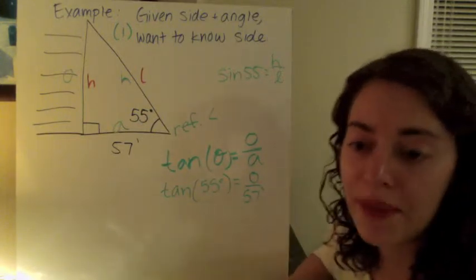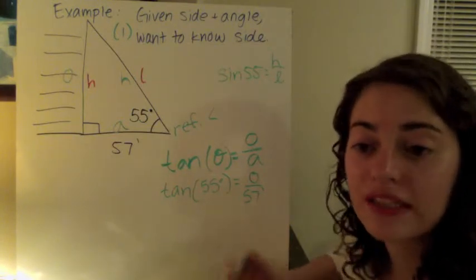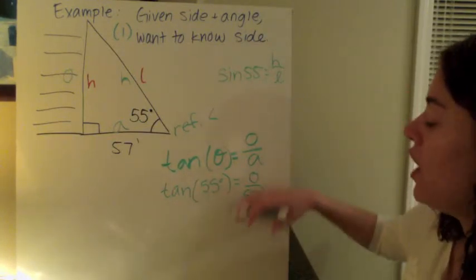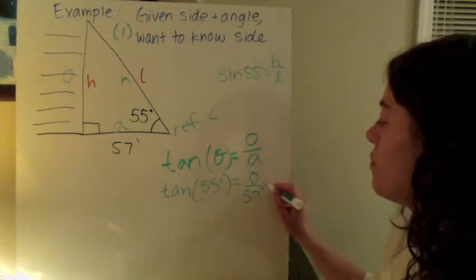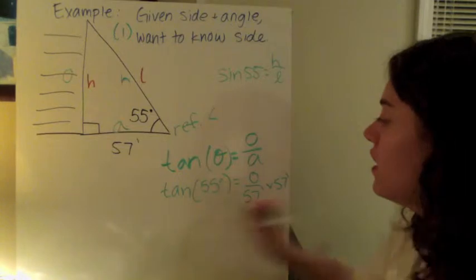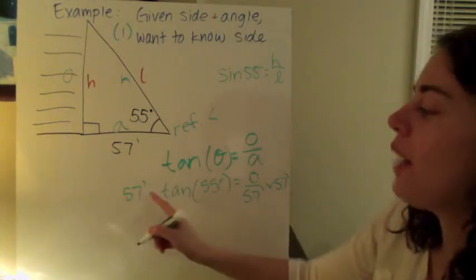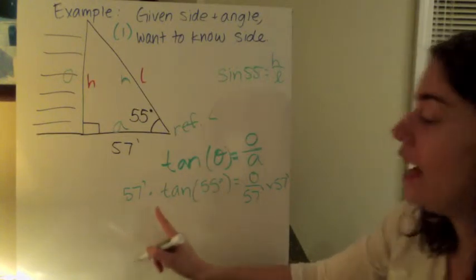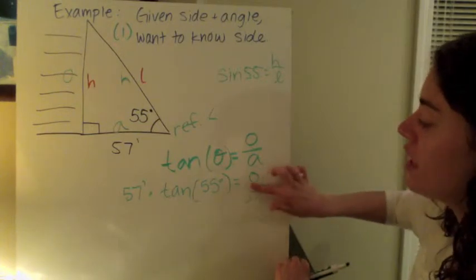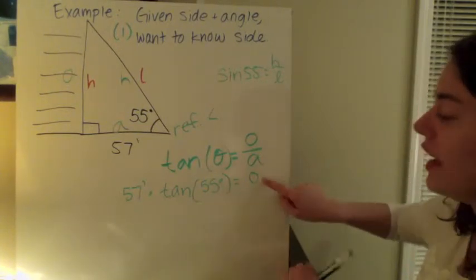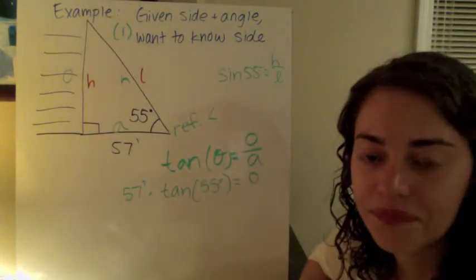From here, I would take my calculator and type in tangent of 55, and I would get some number. To get O by itself, right now it's being divided by 57, so I would multiply 57 feet on both sides, times 57 feet. That way, when I get 57 times the tangent of 55, this will go away, and I'll just end up with what is that opposite side. So that would give me just this height of the building alone.